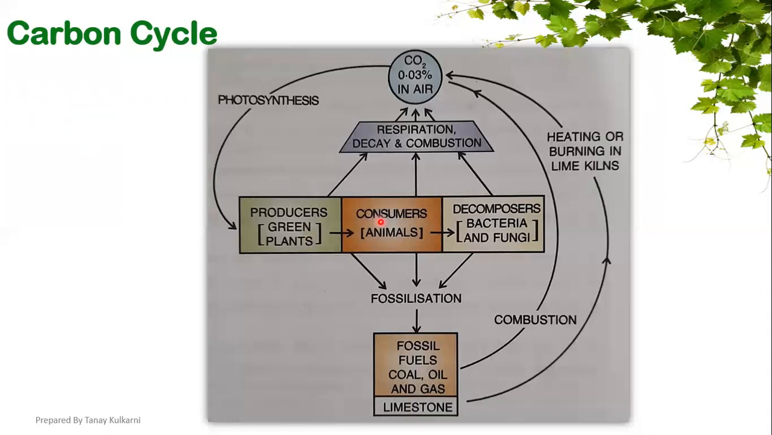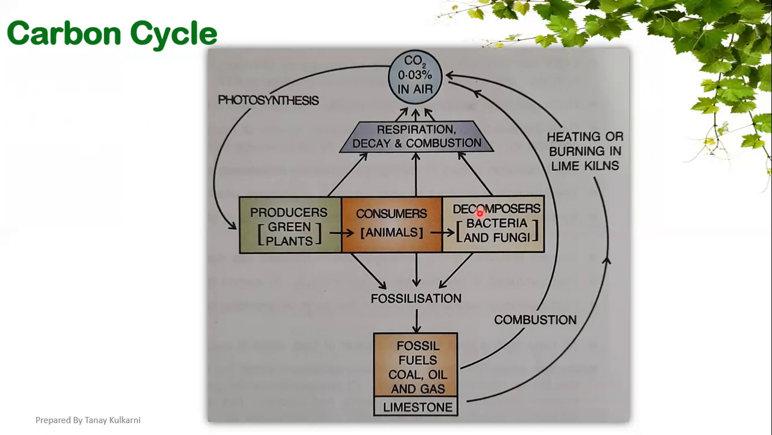The green plants will be consumed by the consumers, that is animals. Both plants and animals, when they respire, will give out carbon dioxide. The dead remains of these plants and animals are consumed by bacteria and fungi. We call them decomposers. And in this process, again carbon dioxide gas is released.